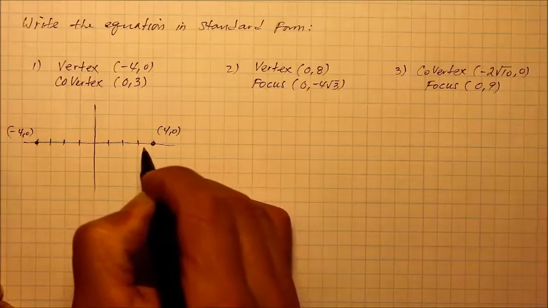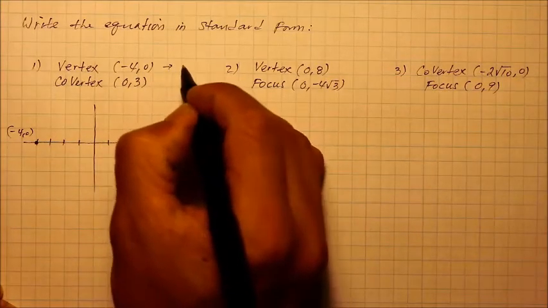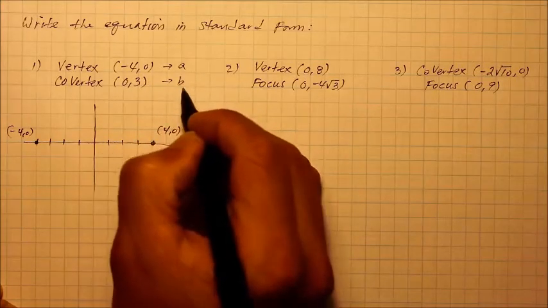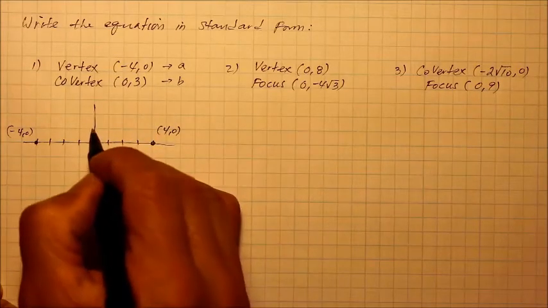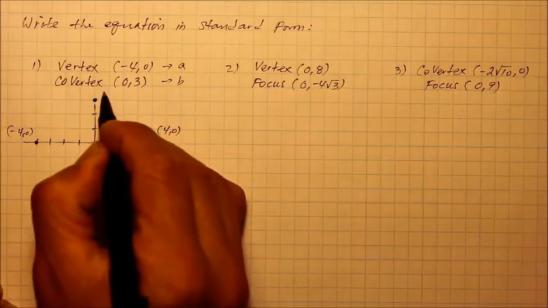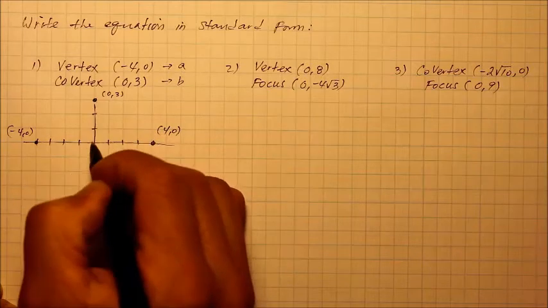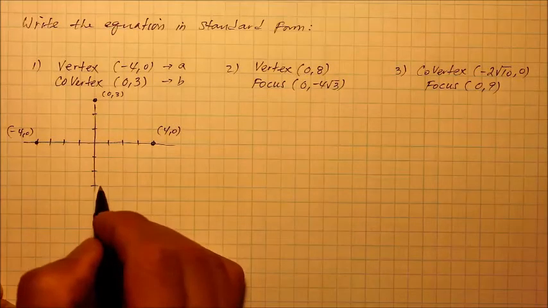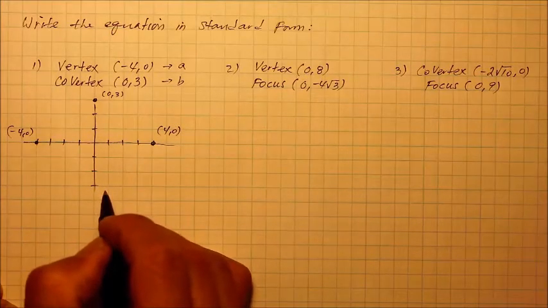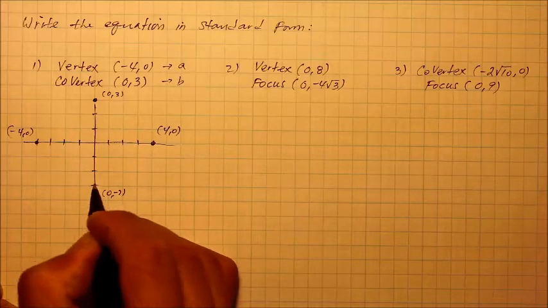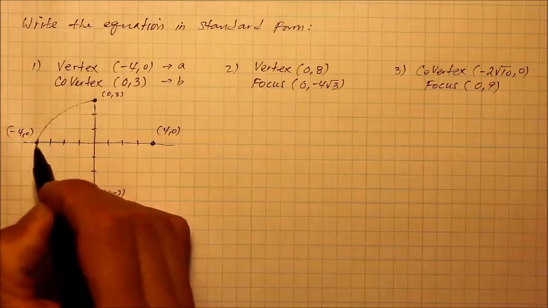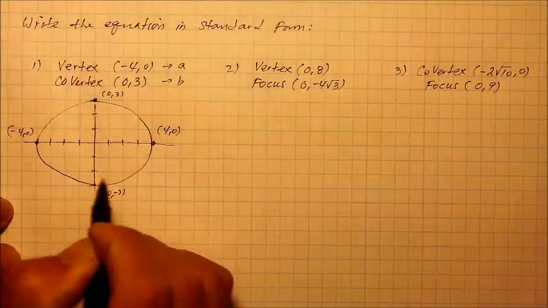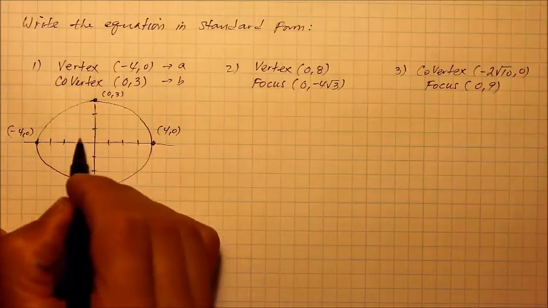So there it is, there are the two vertices. The vertex is always given as the A value. The co-vertex is given as a B. See, the x is 0 and the y is 3. 1, 2, 3, so that's 0 and 3. That means on the opposite side of the origin is the other co-vertex, which is 0 and -3. So I could already sketch the ellipse to look something like this. Now we have to know where the focus is.